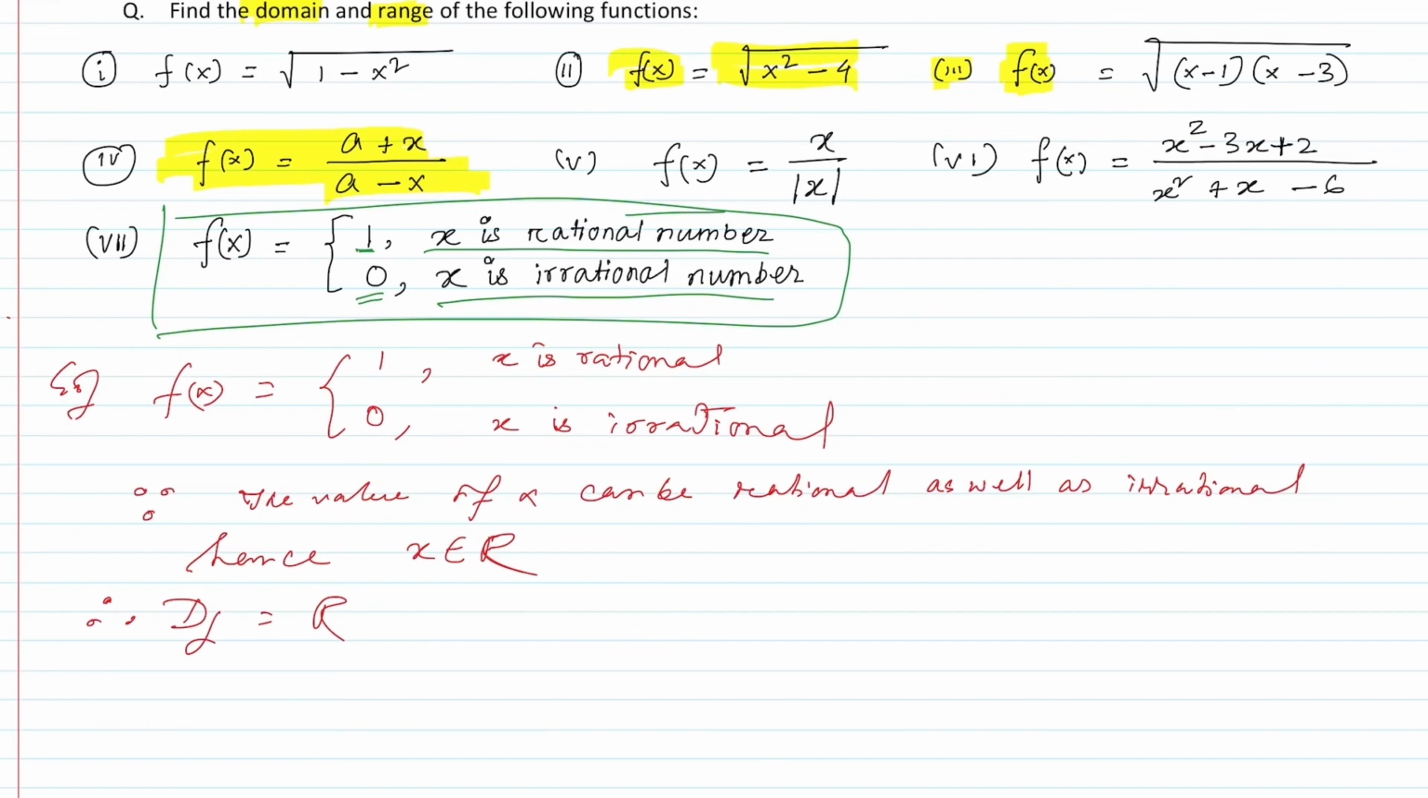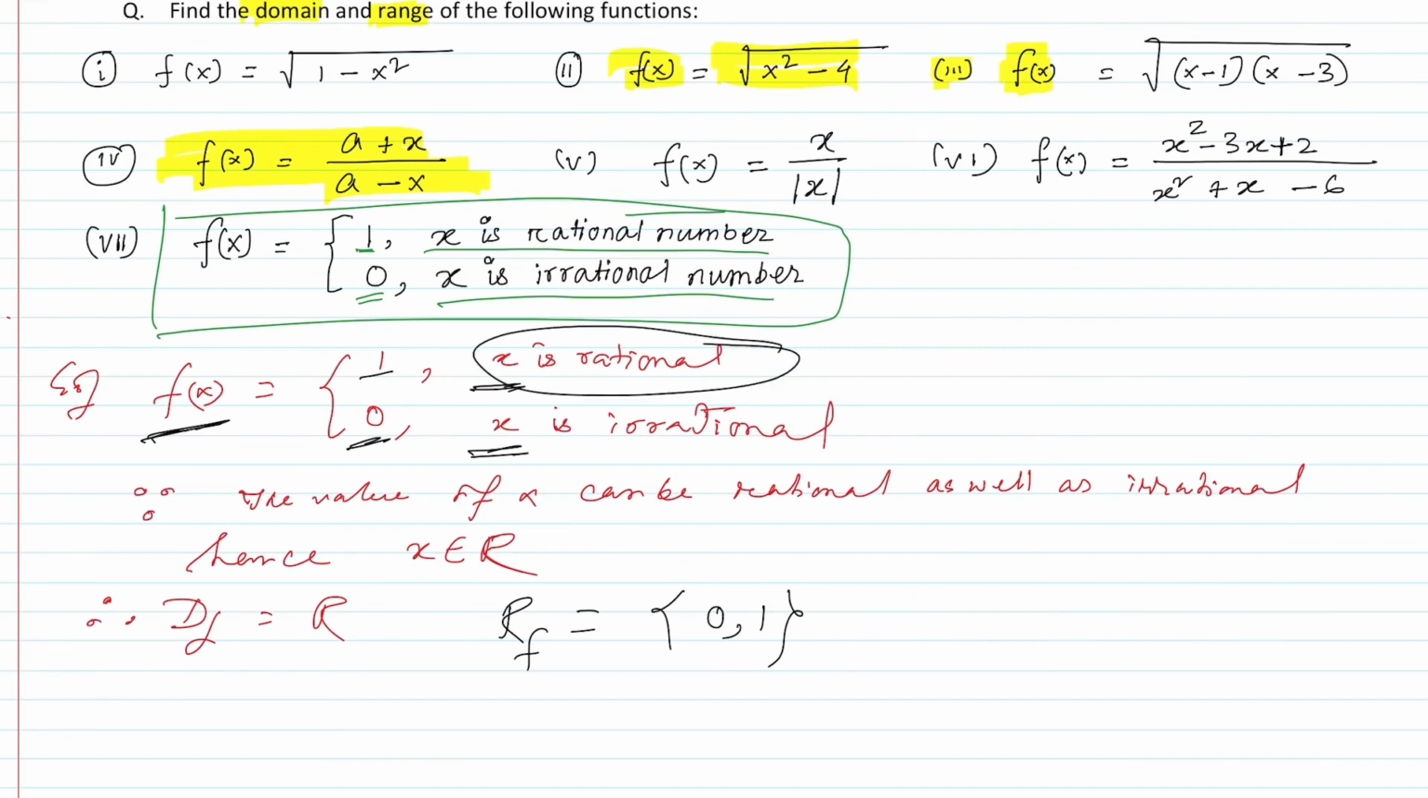And what is the range? You can clearly see the range of this function will be {0, 1}, because it doesn't matter what the value of x is. There are only two possible values of f(x), those are 1 and 0. If x is rational, it is 1, if x is irrational, it is 0. So the range is the set which contains only these two elements, 0 and 1.